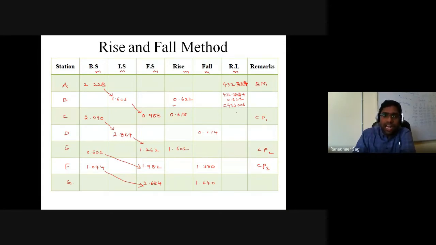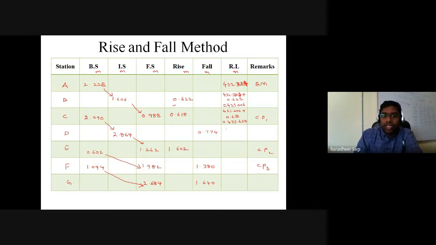Likewise, what is the RL value of point C? RL value of point C is equal to RL value of point B, which is 433.006, plus the corresponding rise or fall value according to your point C position. That is a rise again, so I'm adding it, plus 0.618, which gives 433.624.